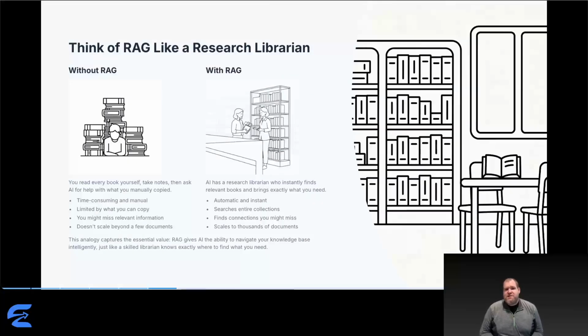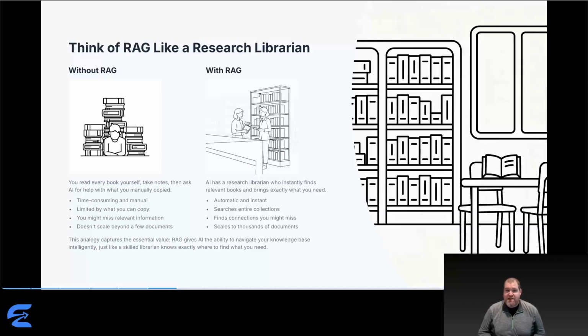Let me give you an analogy that makes this concrete. Think of RAG like having a research librarian working for your AI. Without RAG, here's what you're doing. You need to find information in a library, so you personally read through every relevant book, take detailed notes, summarize the key points, and then bring those notes to the AI and say, here's my summary, now help me with this question. It's time consuming. You're limited by how much you can manually process, and you might miss relevant information that you didn't think to look for.